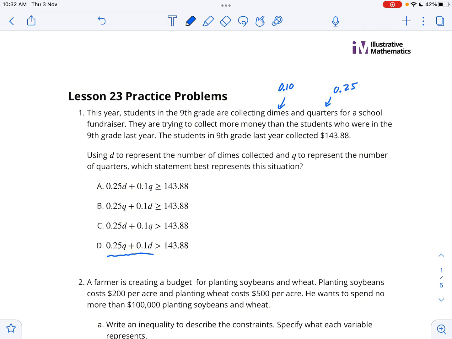Oh, I'm sorry. Actually, they're being a little bit tricky here. You want to make sure that the q, which is the quarters, goes with the 0.25 and the d goes with the 0.1. So we can straight away eliminate C, and we can eliminate A, because those have the decimals in the wrong places with the wrong variables. And the question says they're trying to collect more money. So that means not more and equal to, just more. And so that leaves us with D as our choice, because the greater than or equal to means you could actually get equal, and that's not what the question's asking.